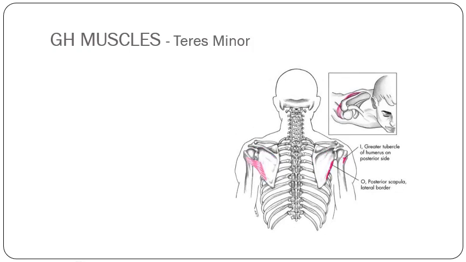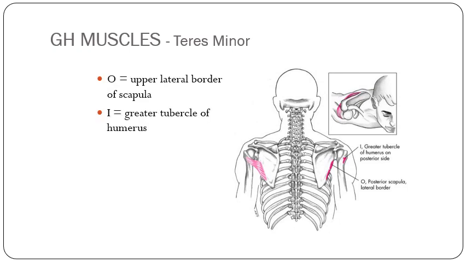Teres minor: upper lateral border of the scapula, the greater tubercle of the humerus, and again, much like the infraspinatus, external rotation, horizontal abduction, and extension. And again, you can see the origin, insertion, and what it looks like relative to where it would be in regards to the other rotator cuff muscles.